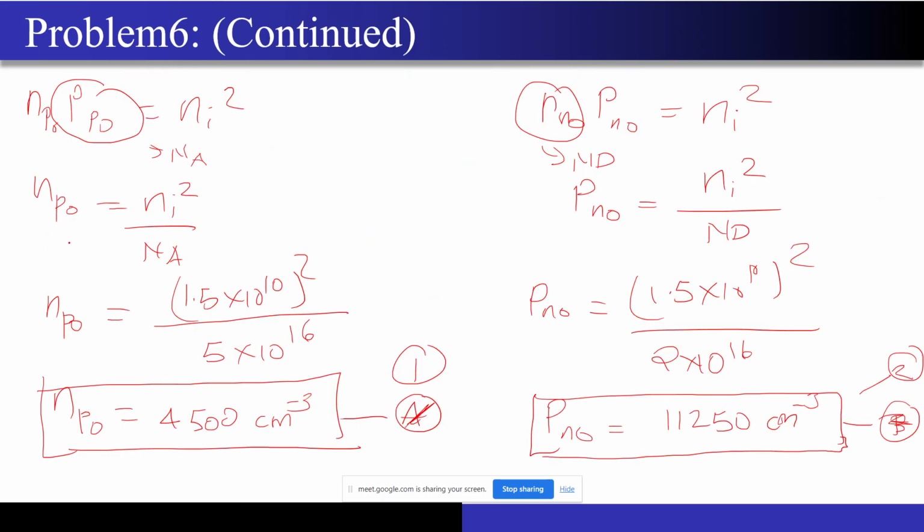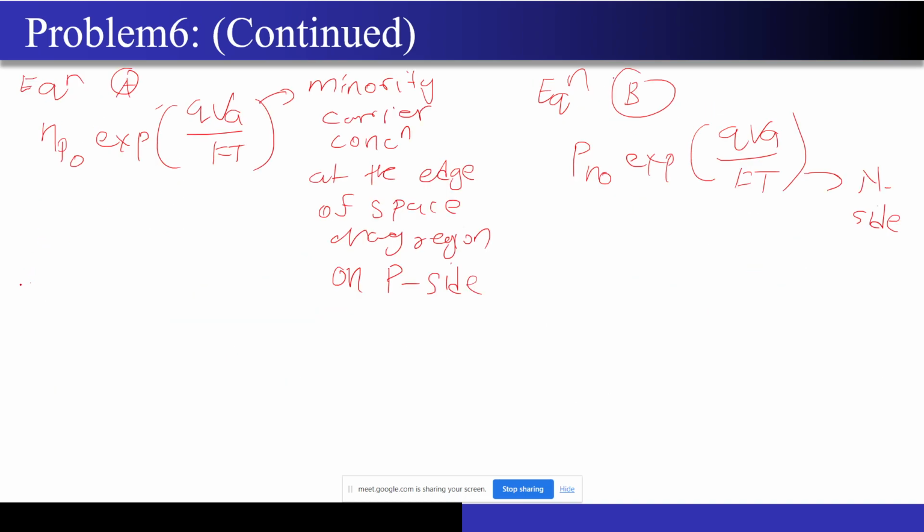Now let's substitute each and everything. np naught is 4500, and exponential of qVa by kT. Let me check if I know the kT by q. Yes, kT by q I already know, so it's around 26 milli electron volts.